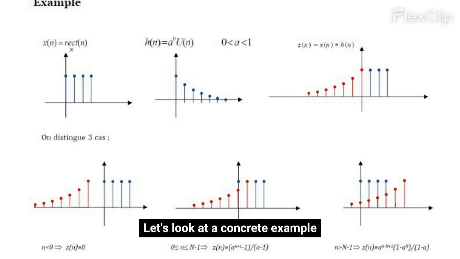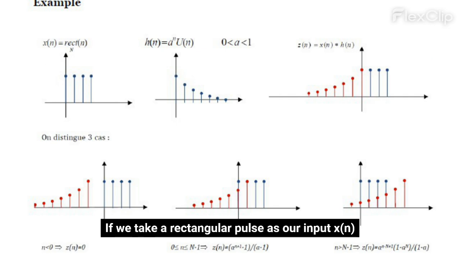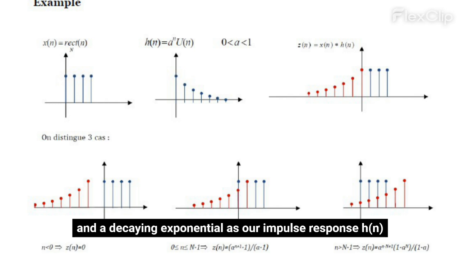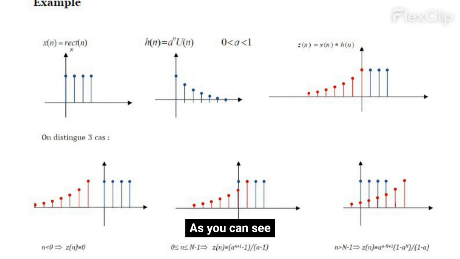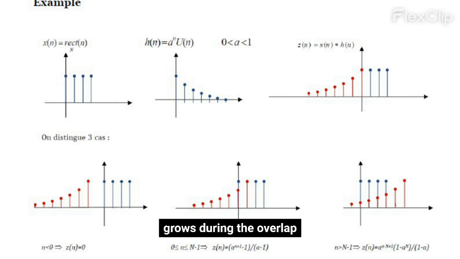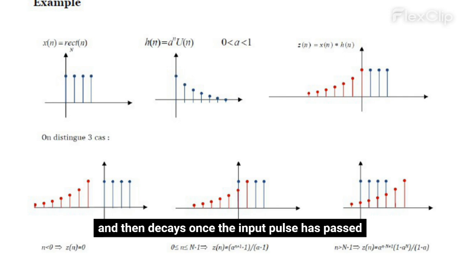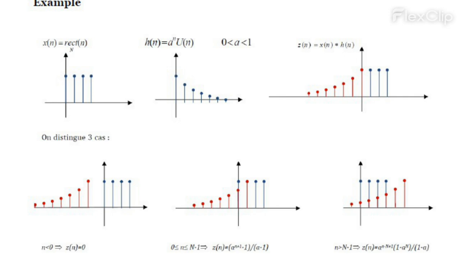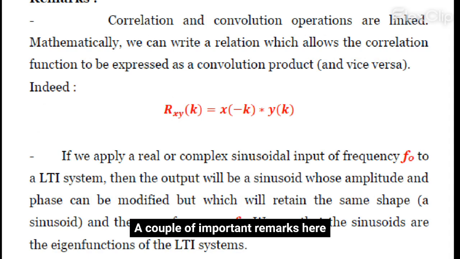Let's look at a concrete example. If we take a rectangular pulse as our input x[n] and a decaying exponential as our impulse response h[n], the resulting convolution can be solved piecewise. As you can see, the output remains 0 for negative time, grows during the overlap, and then decays once the input pulse has passed. A couple of important remarks here.